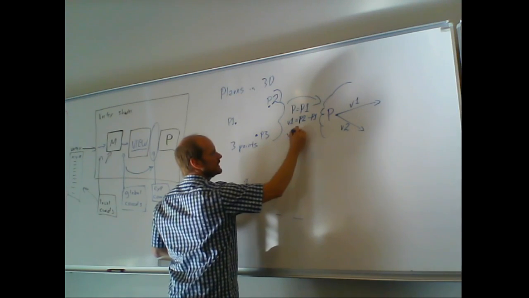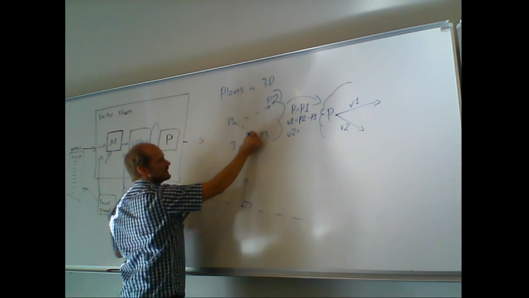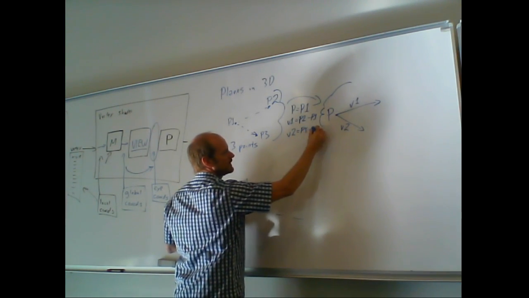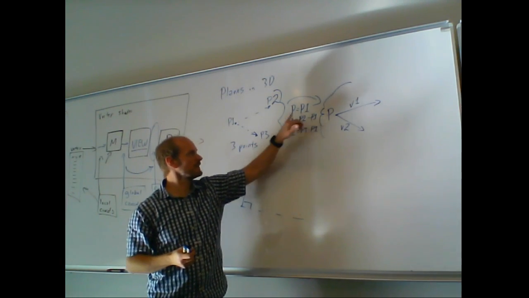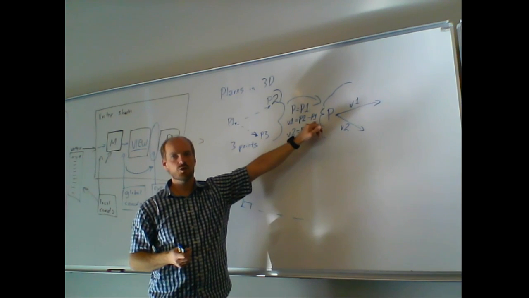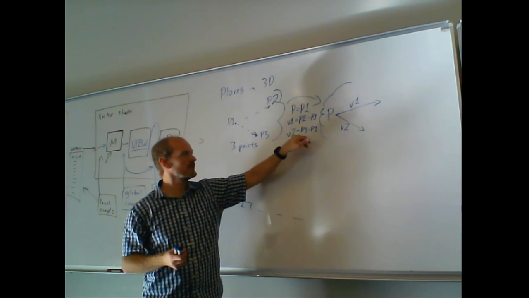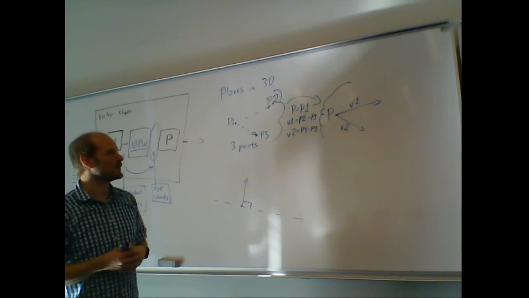And V2 equals, so I made this vector. Now I want to make this vector, which is P3 minus P1. All right, so I can make P equals P1, V1 equals the difference between the point that I chose and one of the other points. The second vector is the difference between the point that I chose and the third point.